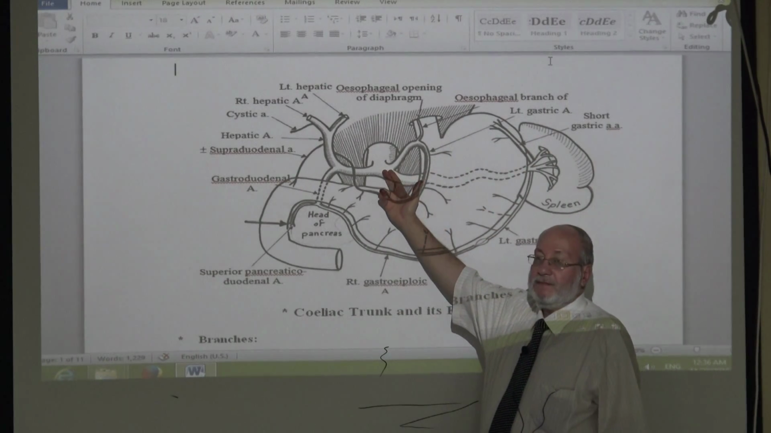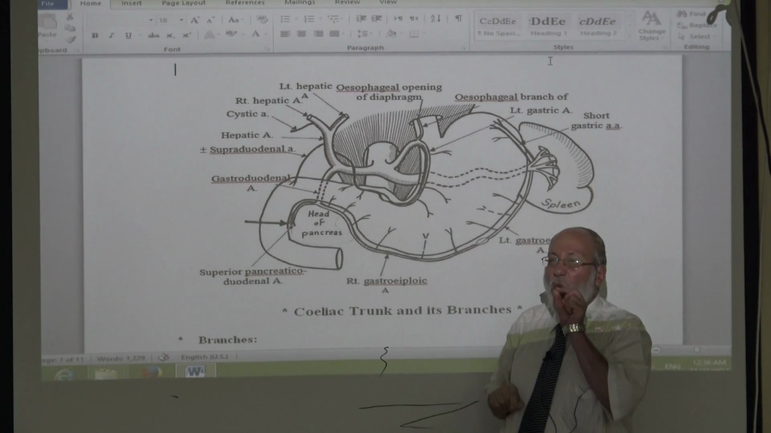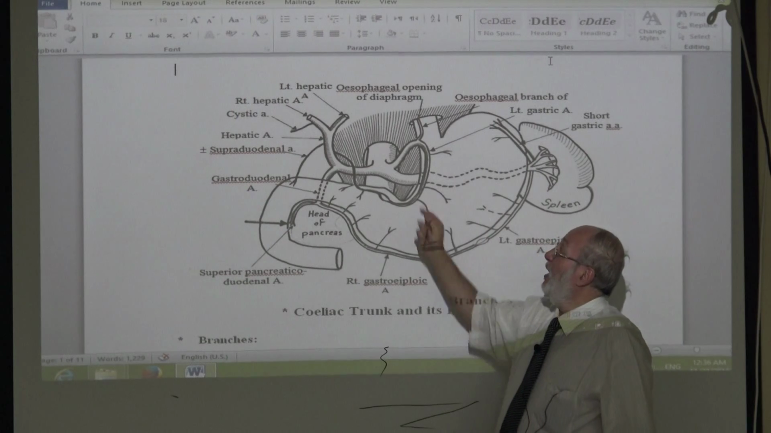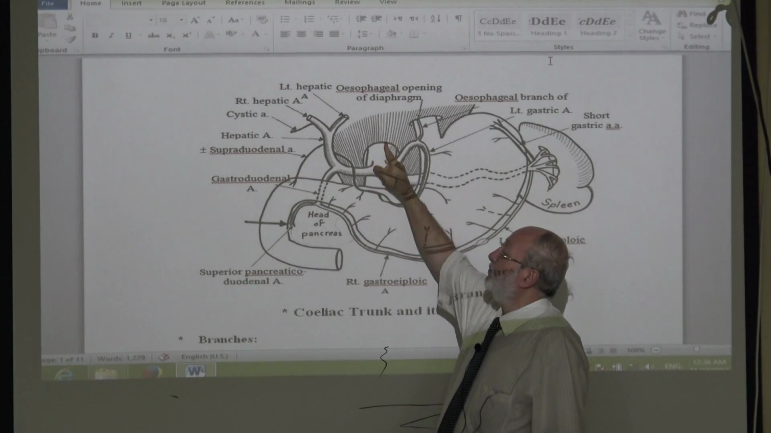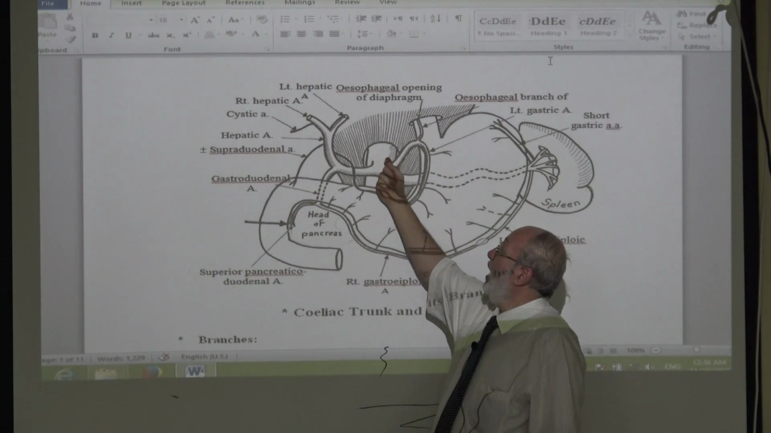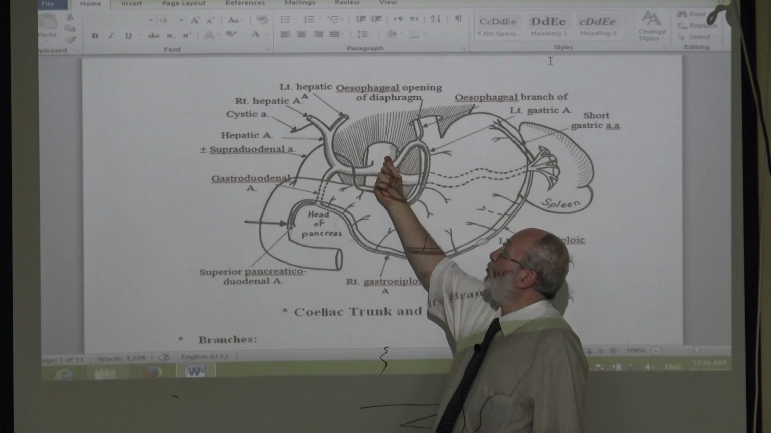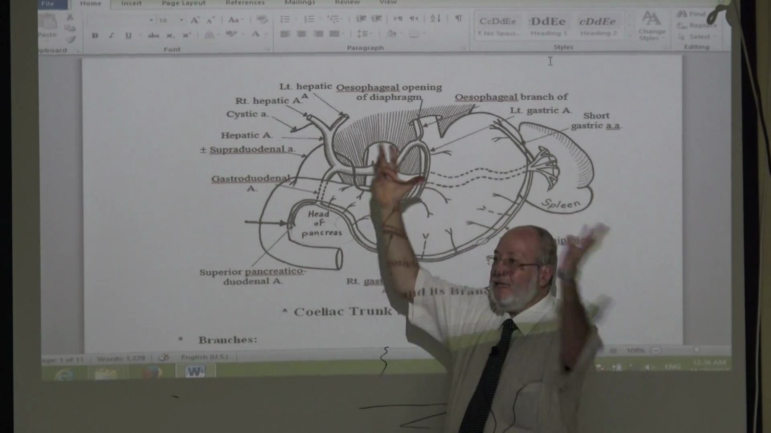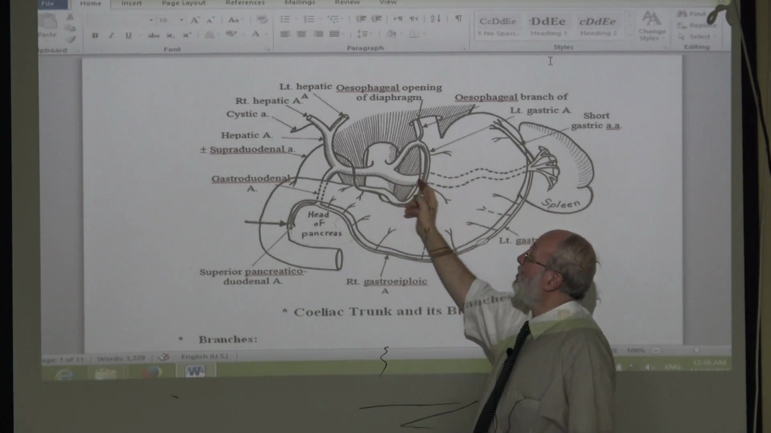What is the celiac trunk? It is a very short trunk, about 1 centimeter, arising vertically from the abdominal aorta, perpendicular to the abdominal aorta for about 1 centimeter, and ending by dividing into 3 terminal branches.